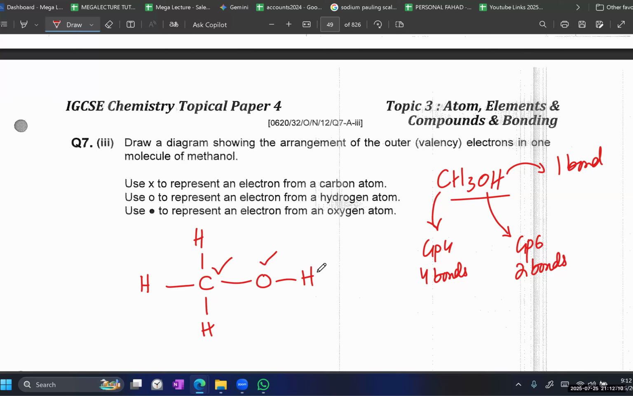Okay, is that clear? All of them are making the right number of bonds. Is that clear? Yeah, is this clear, Nabila? Zarar, is this clear? Yes, sir.